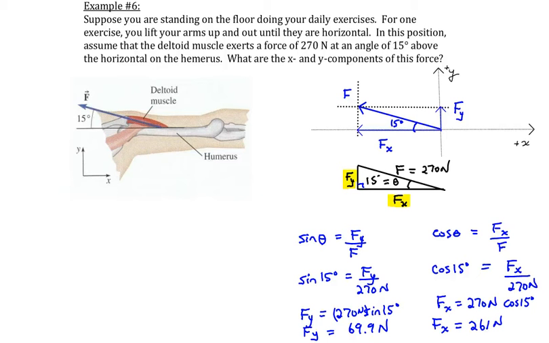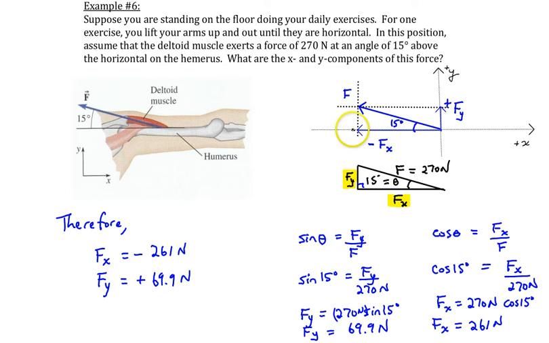But I do have one tiny little error, but it will be very important when we are adding vectors. You see, the y component of this force points along the positive y-axis, but the x component points along the negative x-axis, so this should be a negative force. So therefore, we have Fx equals negative 261 newtons, and the y component will be equal to positive 69.9 newtons, the way we've defined our x and y axes.